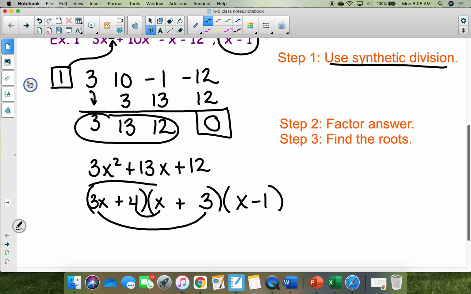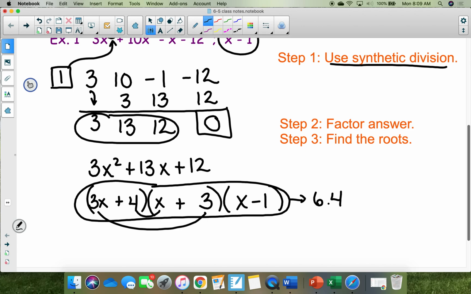If I multiplied all 3 of these back together again, like we learned in 6.4, we should have this long polynomial. I'm not going to show you, but so what are the answers? -3 is one of the answers, +1 is the other answer, and -4/3 is the other answer. And I got that by setting all 3 of those equal to 0.